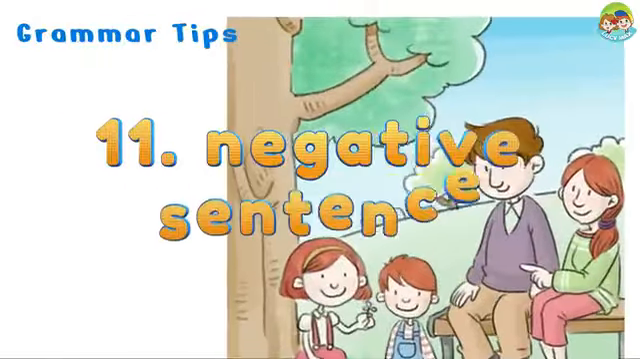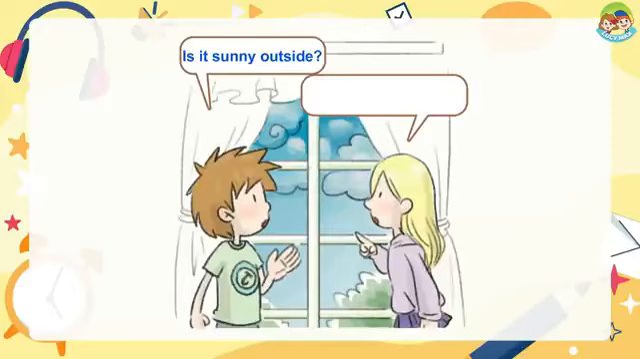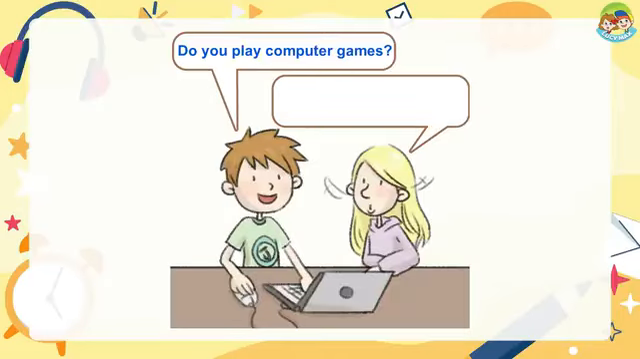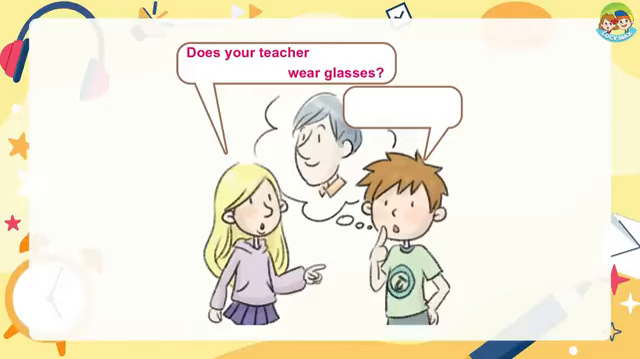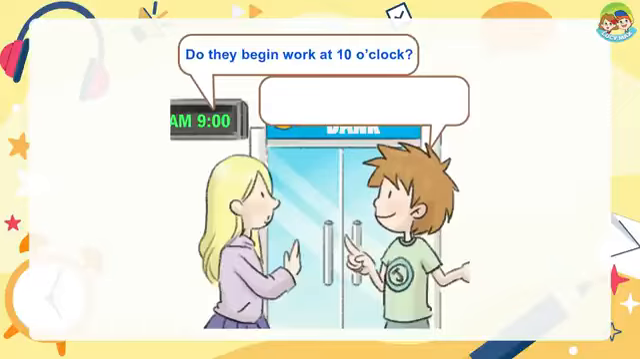Unit 11. Negative sentence. Is it sunny outside? No, it isn't. It's cloudy. Do you play computer games? No, I don't. I don't play computer games. Does your teacher wear glasses? No, he doesn't. Do they begin work at 10 o'clock? No, they don't. They begin work at 9 o'clock.